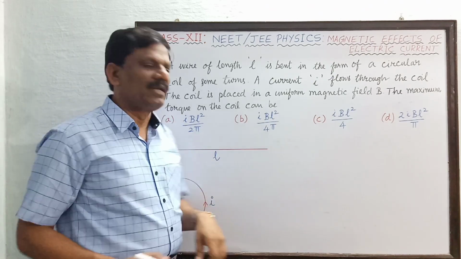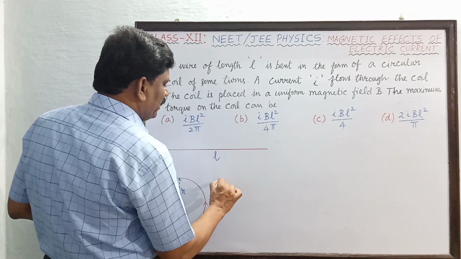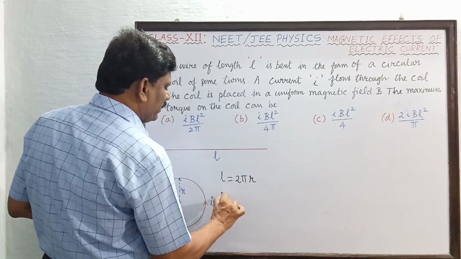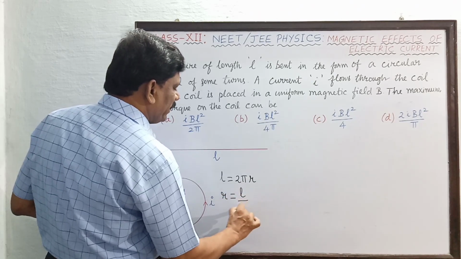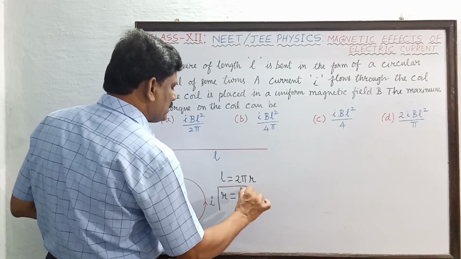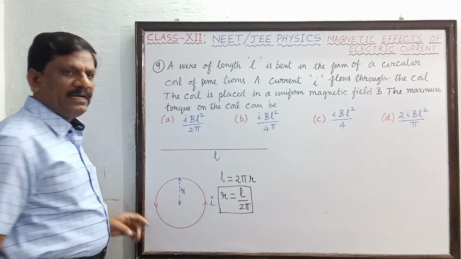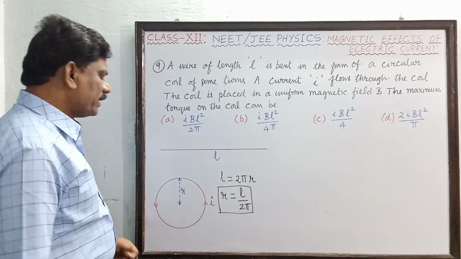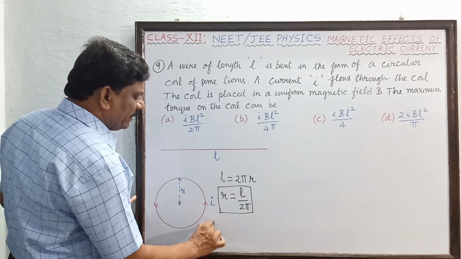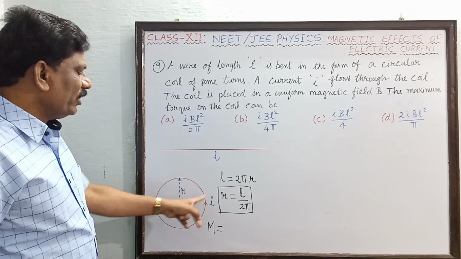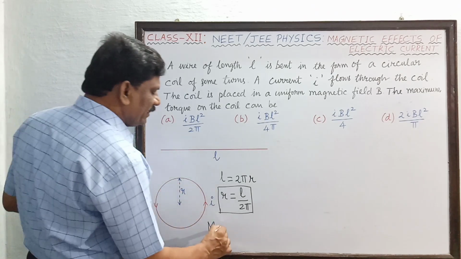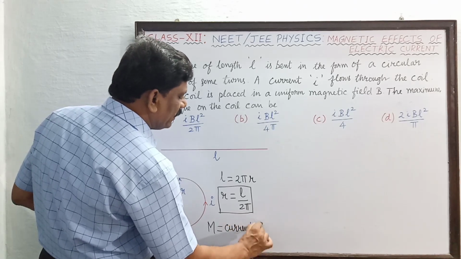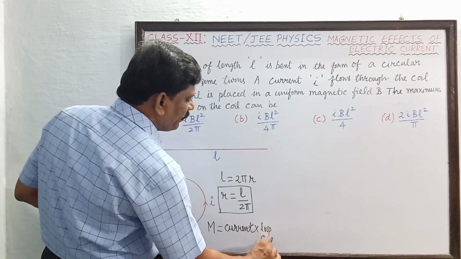After bending this into a circular loop, I can write L is equal to 2 pi r, that is the circumference. Therefore, r is equal to L divided by 2 pi. So this is the first information we must get. The radius of the circle is expressed in terms of the length L. Now the magnetic moment of this circular loop carrying a current I is equal to current into loop area.